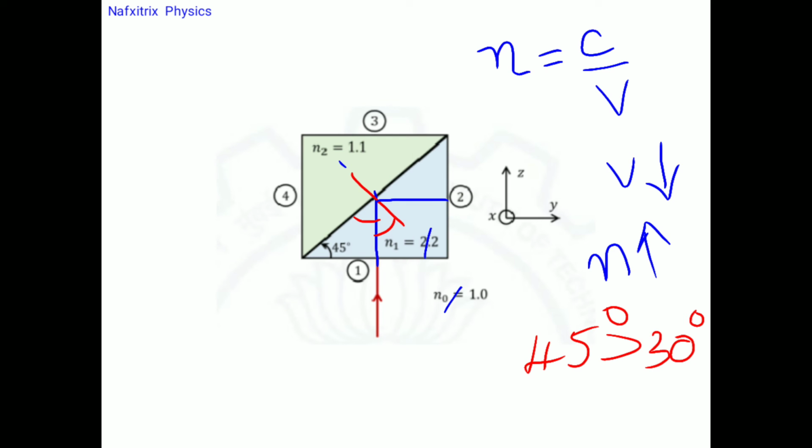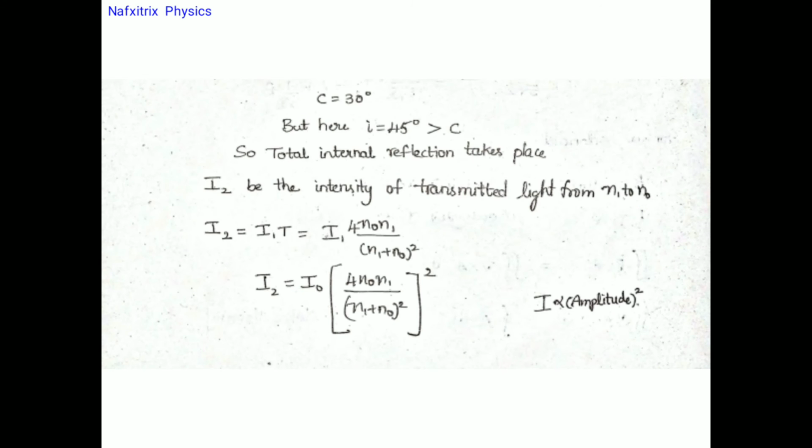That means no ray would enter into this medium. So all of the rays would come to this medium only. By this we can say the intensity of the ray which is coming in this side is the same as the intensity of the ray entering. So the intensity of the entering ray is the same as these leaving rays. So here also we would have the same intensity, that is as per the question. Here we have mentioned I2 is the intensity of transmitted light from N1 to N0.